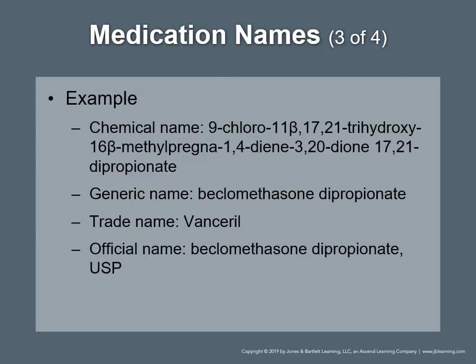Examples of these: a chemical name would be 9-chloro-11-beta-17-21-trihydroxy-16-beta-methylpregna-1,4-diene-3,20-dione 17-21 dipropionate. The generic name for that is beclomethasone dipropionate. A trade name is Vanceril, and the official name would be beclomethasone dipropionate USP.